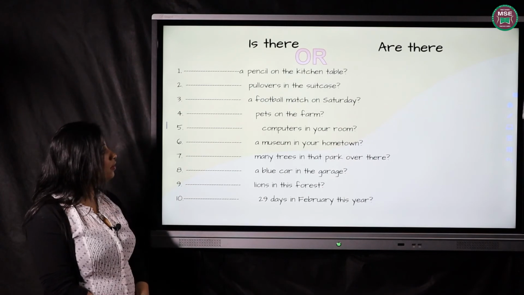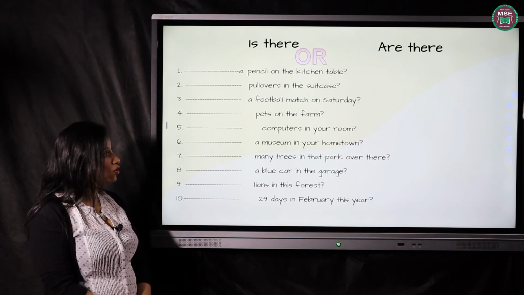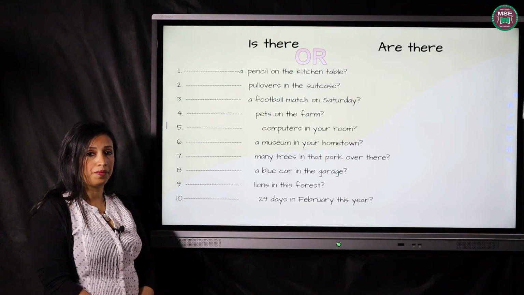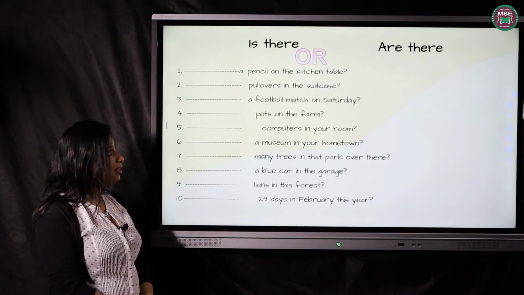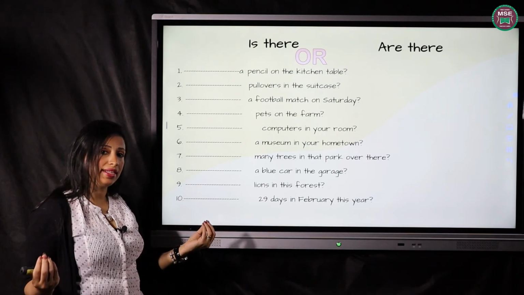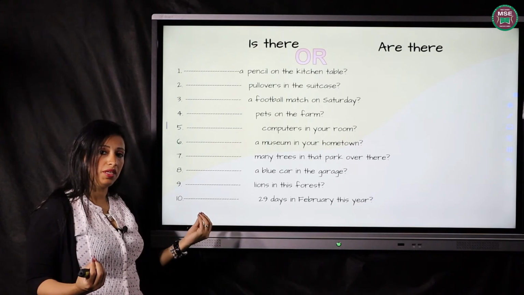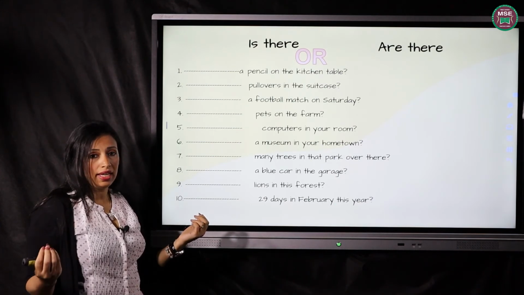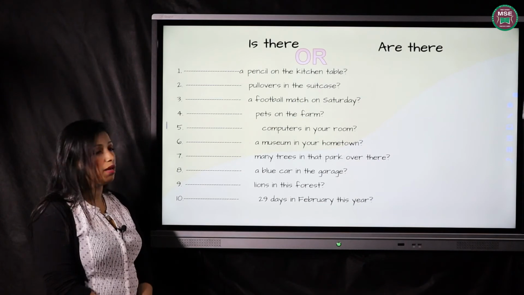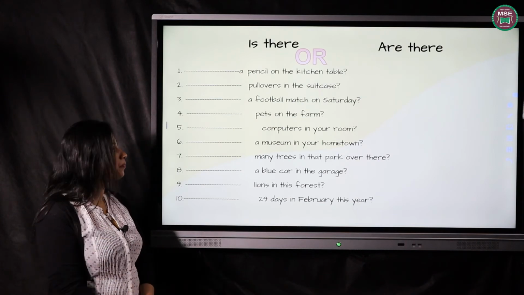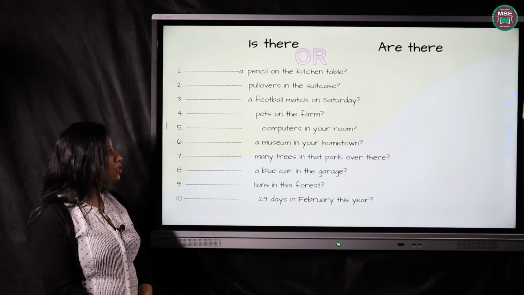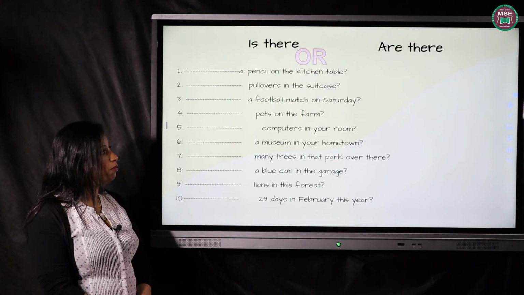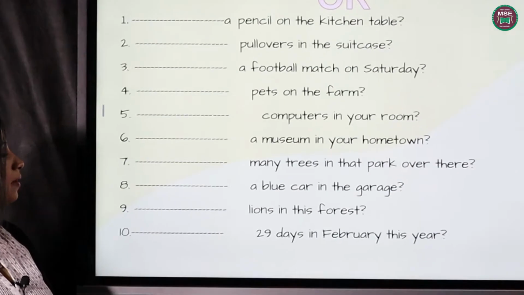Okay, number three, a football match on Saturday. So pay attention to the S and to a and an. The S means plural. A and an mean I'm talking about one thing, singular. Okay, so I'm gonna use, is there a football match on Saturday?